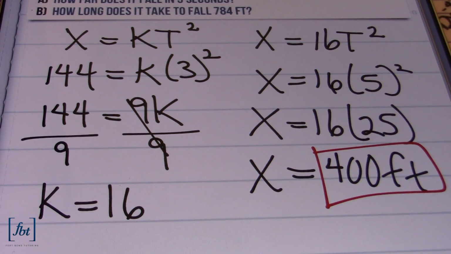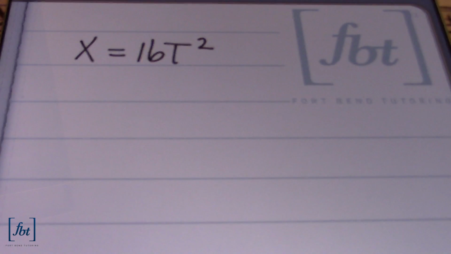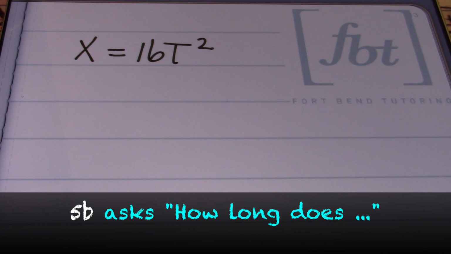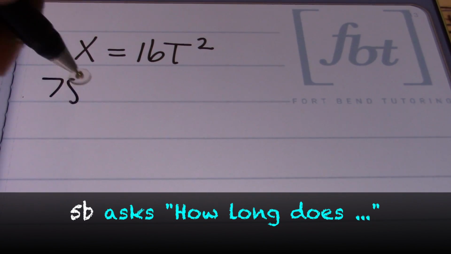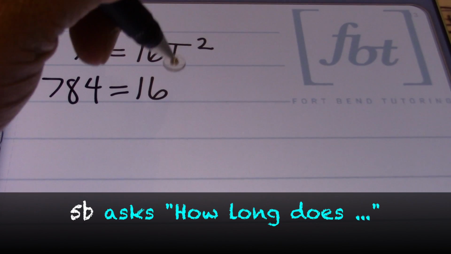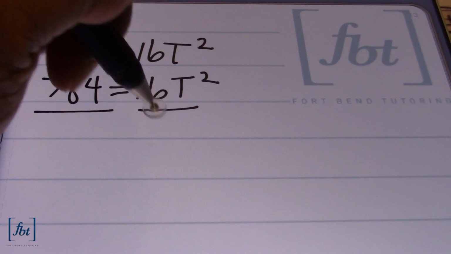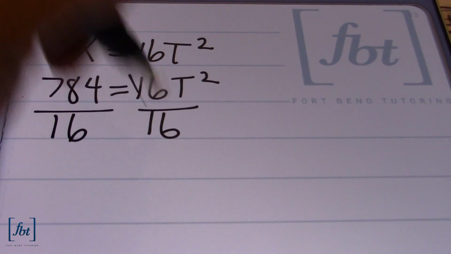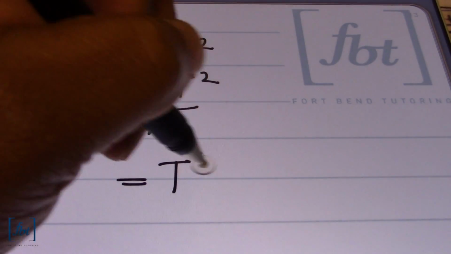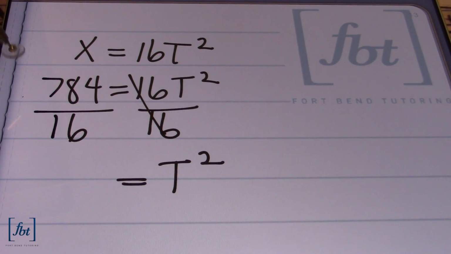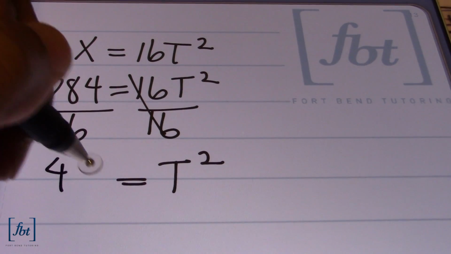Part B says how long does it take to fall 784 feet? Well, let's find out. And so once again, I have my variation equation, x equals 16t squared. And for part B, we want to find out how long it takes an object to fall 784 feet. So here, I'm going to rewrite my variation equation to find out what this time is. We'll start by dividing both sides by 16. Once I divide both sides by 16, I have t squared equals 784 over 16. Dividing 784 by 16, we end up with 49.